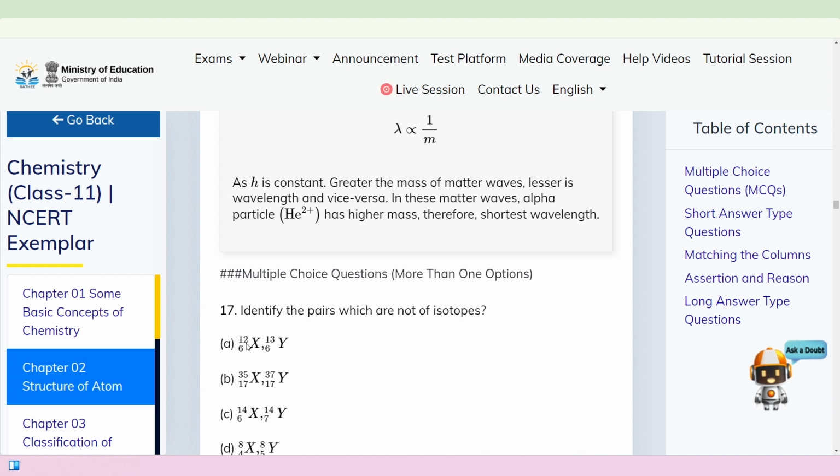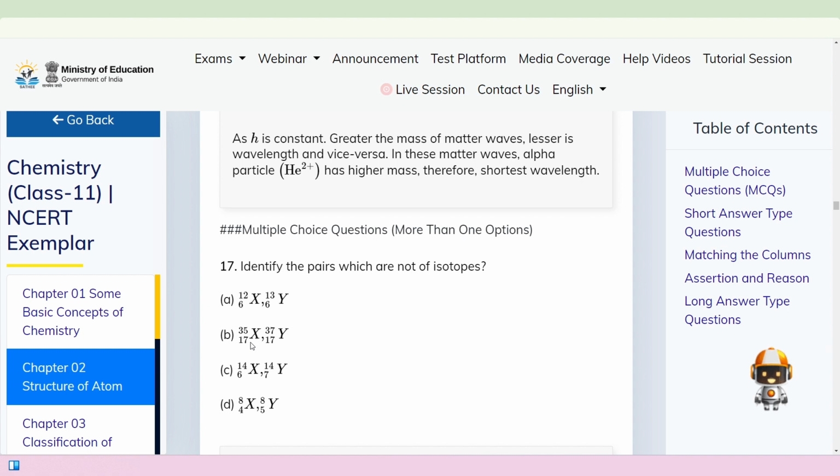So considering these two, the upper one is the same. Both have the same atomic number but different mass number. So they are isotopes. Okay, clear? What about this? In this also, they have the same atomic number but different mass number. So they both are also isotopes.